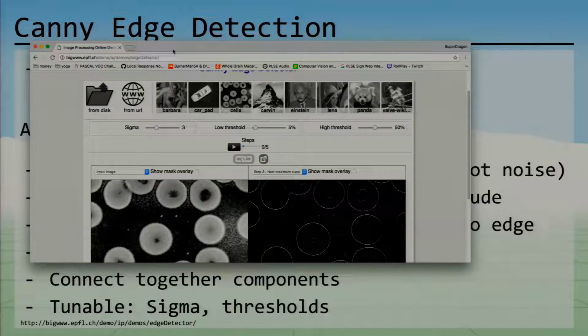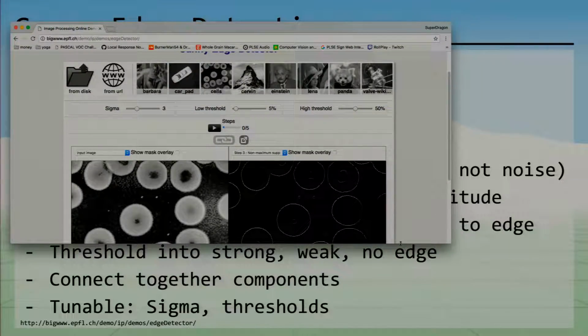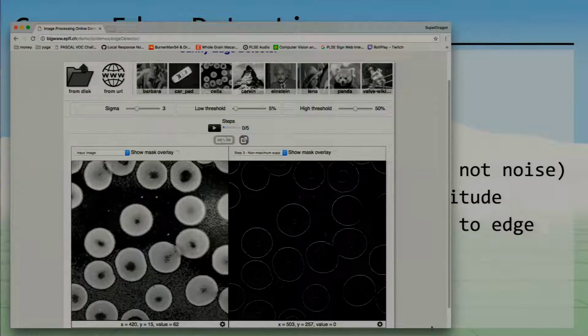Okay, who's got the answer? Anyone? Yeah. Okay, so you'll find fewer edges. Anyone got anything else? Yeah, okay. Anyone know anything about the kinds of edges that you'll detect with these different values of sigma? Yeah?